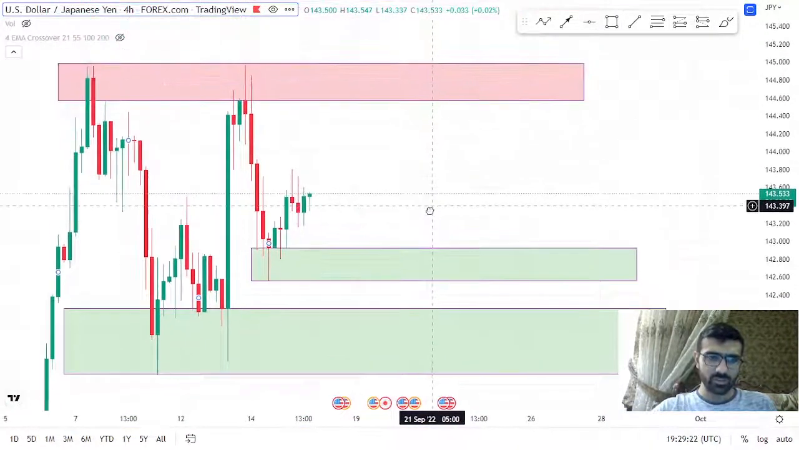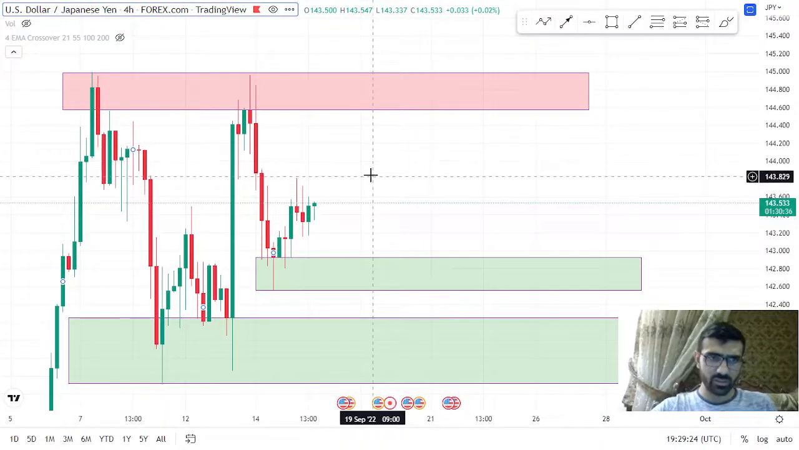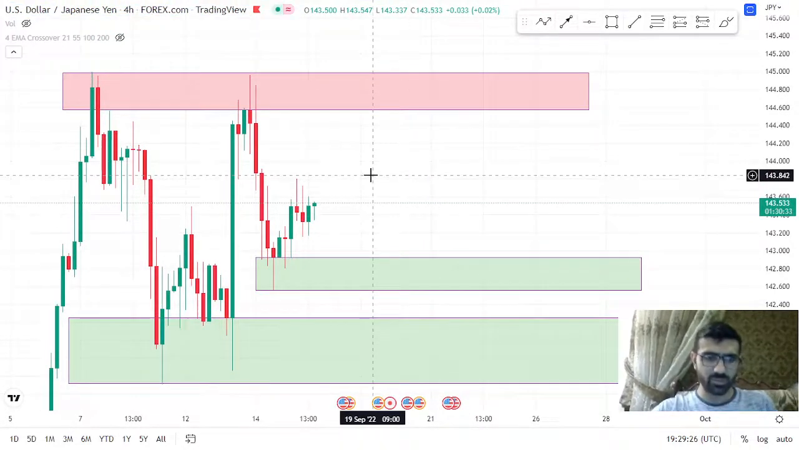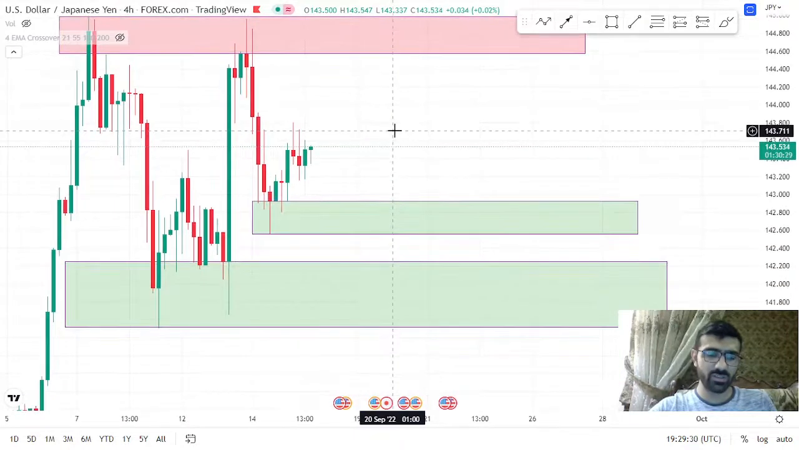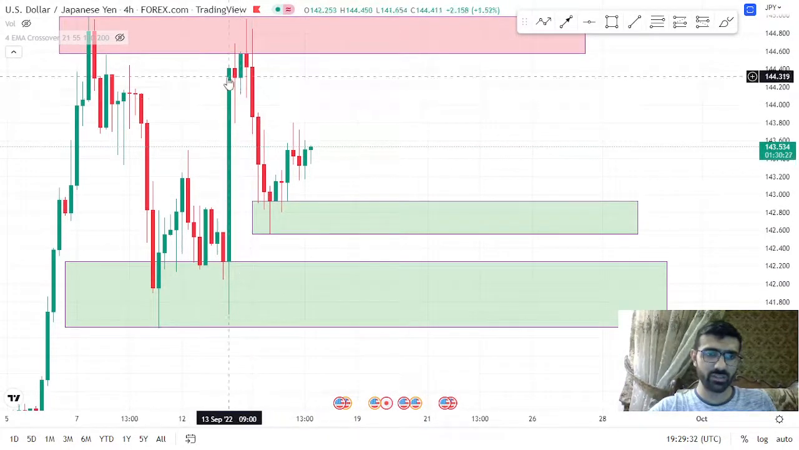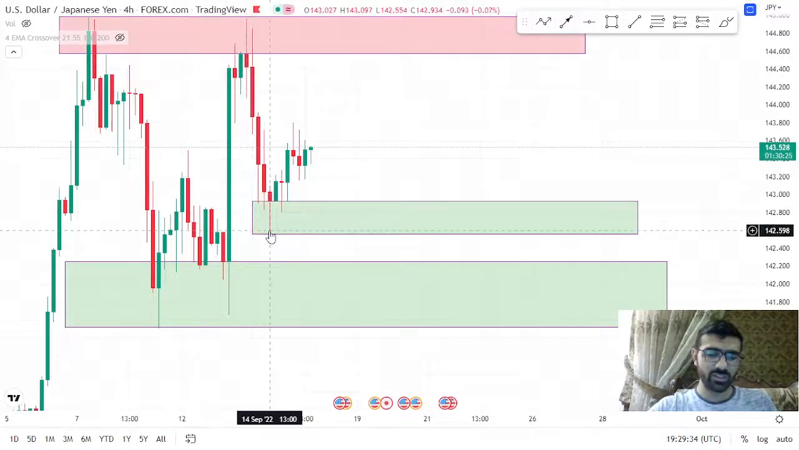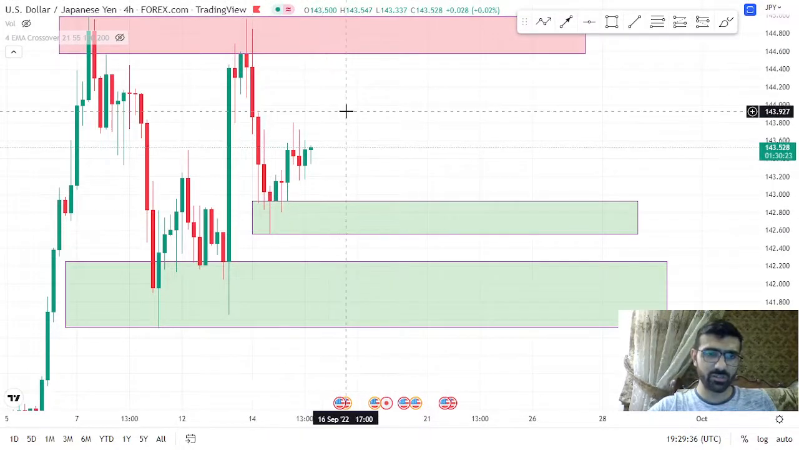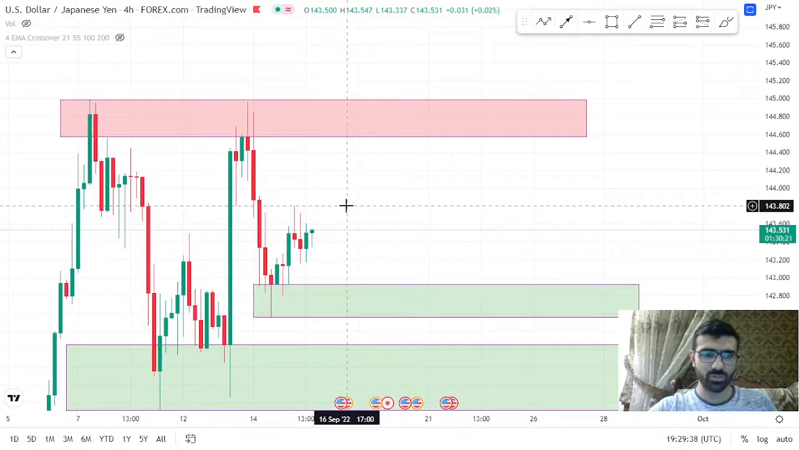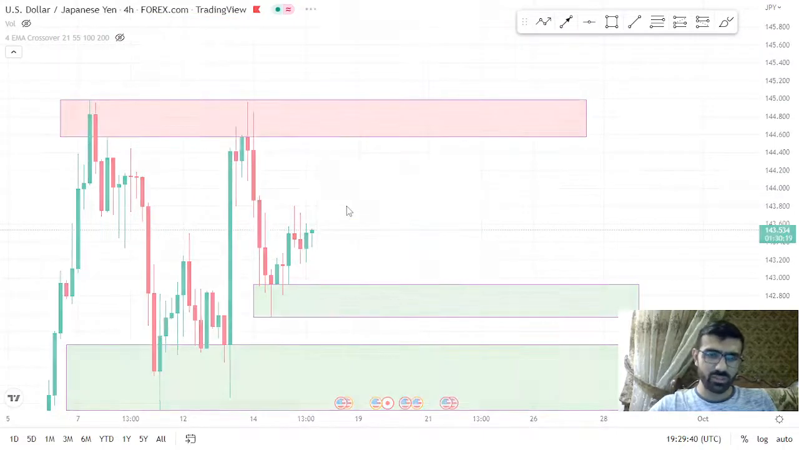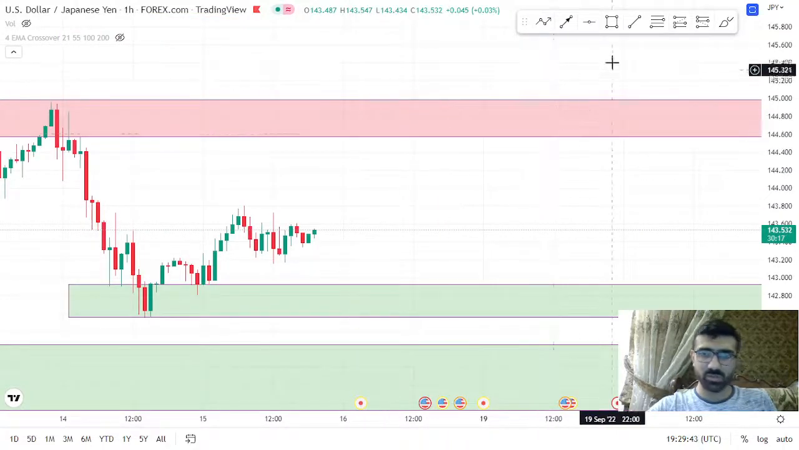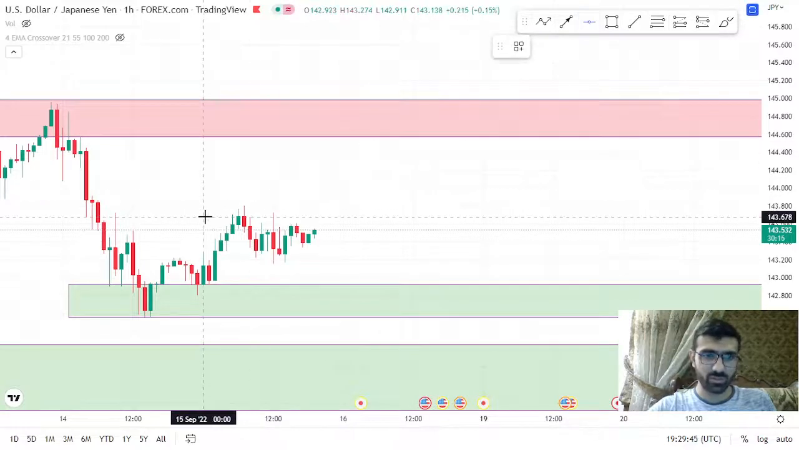So now let me go to the 1 hour chart. As you can clearly see, we are in a buying pressure over here. The retracement has taken place completely, and now I'm expecting this pair to go up tomorrow. So let me go to the 1 hour chart and mark my short-term areas of resistance and support.